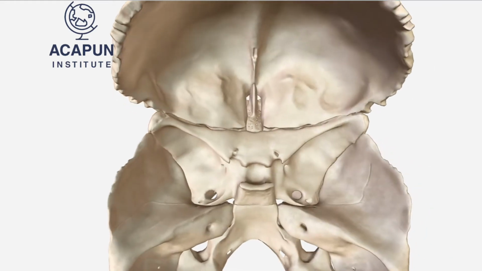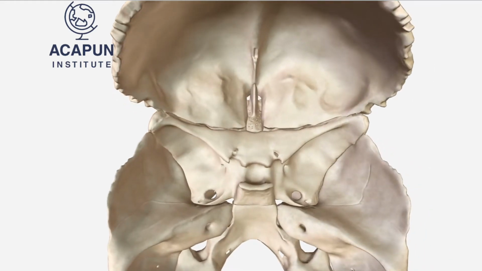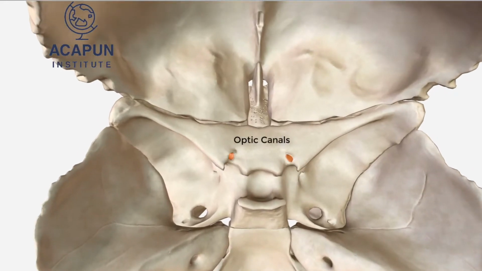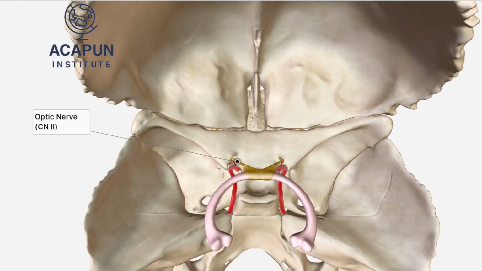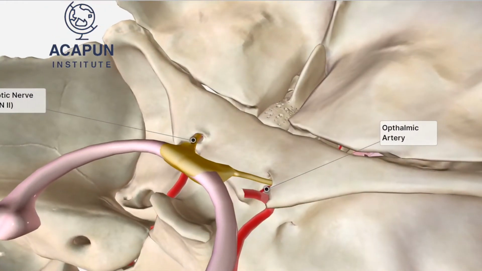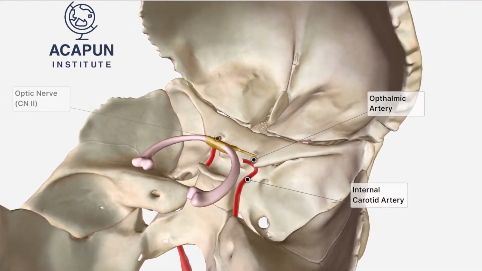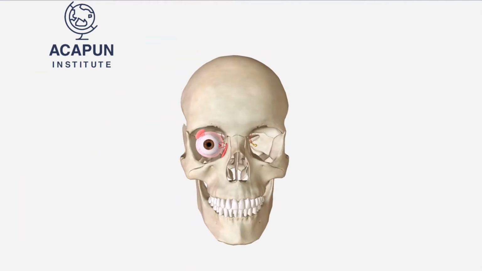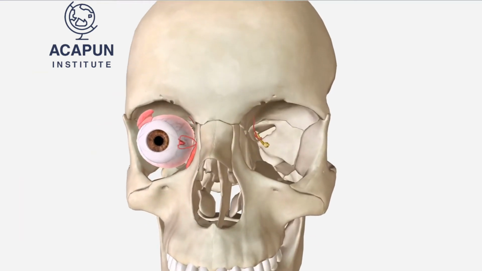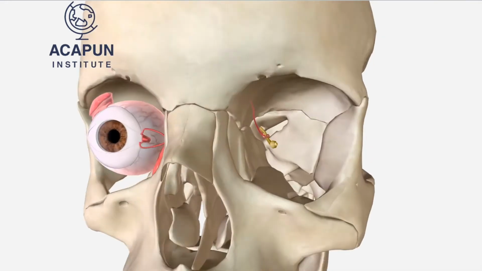I've just centered the model, and moving posteriorly into the middle cranial fossa, these two openings we see here within the sphenoid bone between the lesser wings and the body are the optic canals. The optic canal transmits the optic nerve, cranial nerve number 2, and the ophthalmic artery, which is a branch of the internal carotid artery. I've just switched to an anterior view of the skull to show you how the optic canal opens up into the orbital apex to transmit these structures.